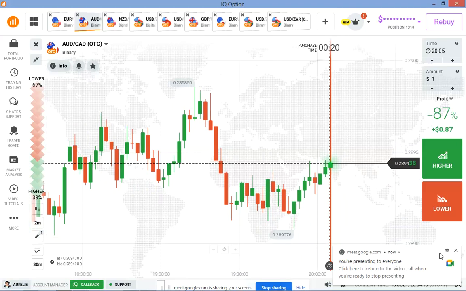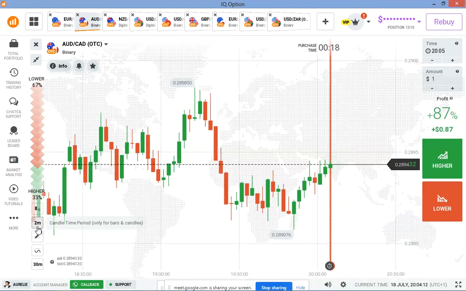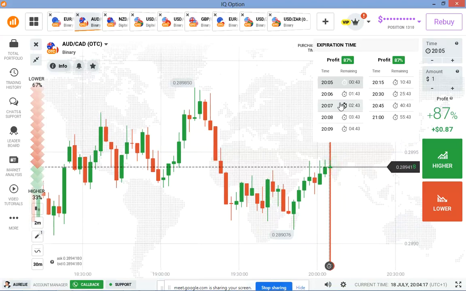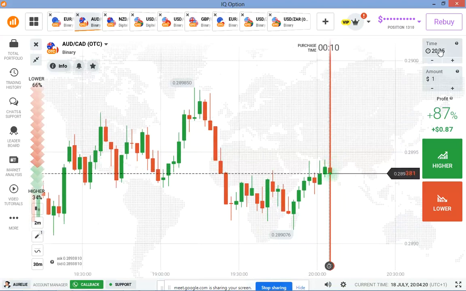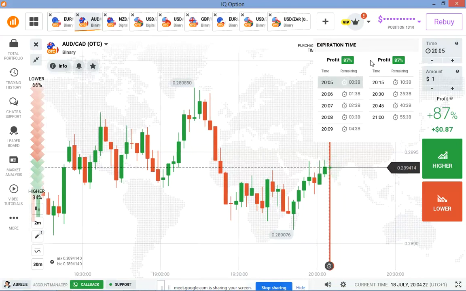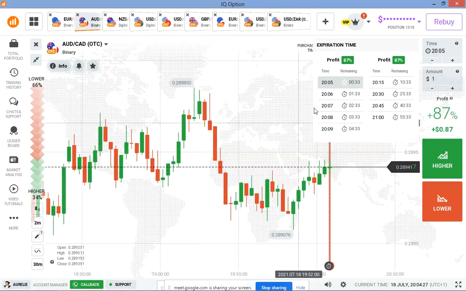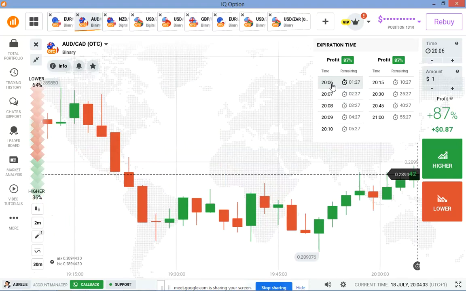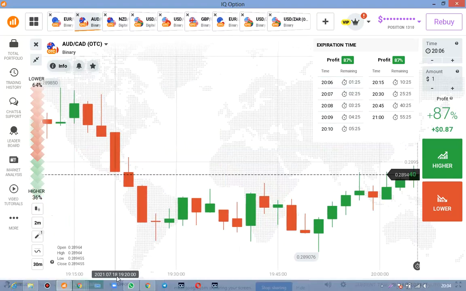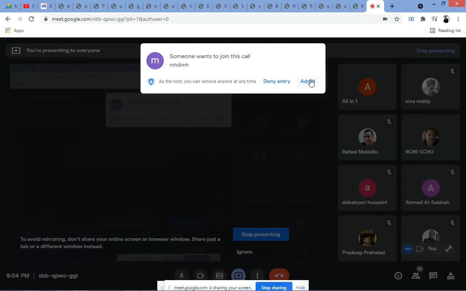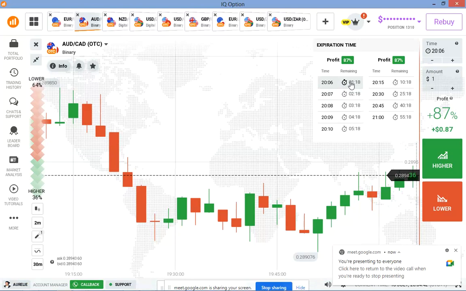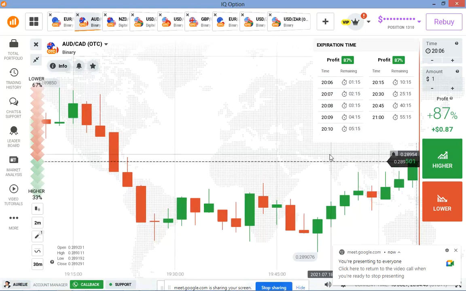For instance, if I'm to use 2 minute candle time period, that means I'm going to set my expiry time to be 2 minutes. If you want to set your expiry time, you have to use the even number, because you are using 2 minute expiry time. Look at the expiry time. The even numbers are 6, 8, and 10.